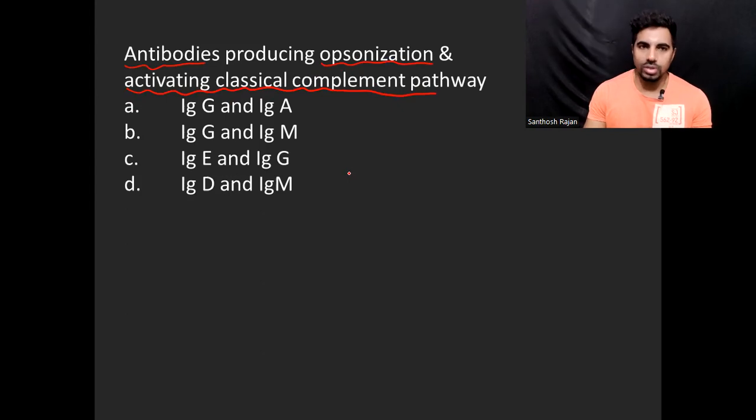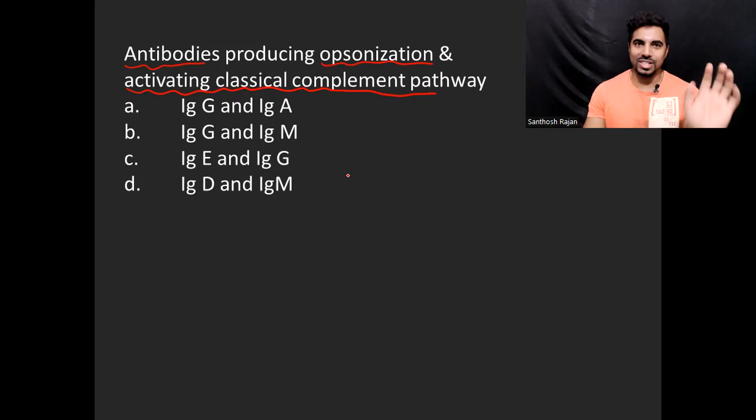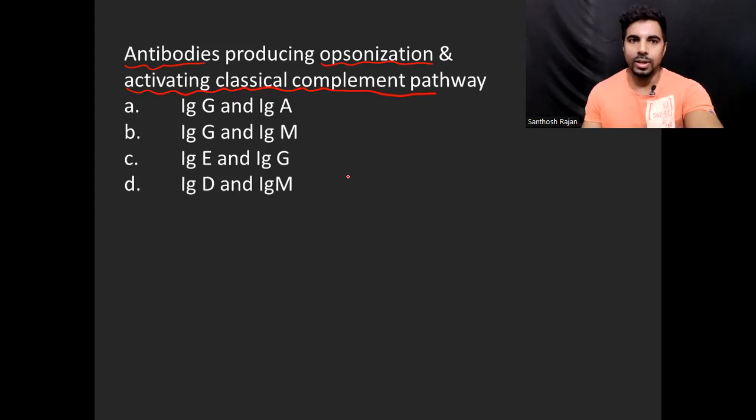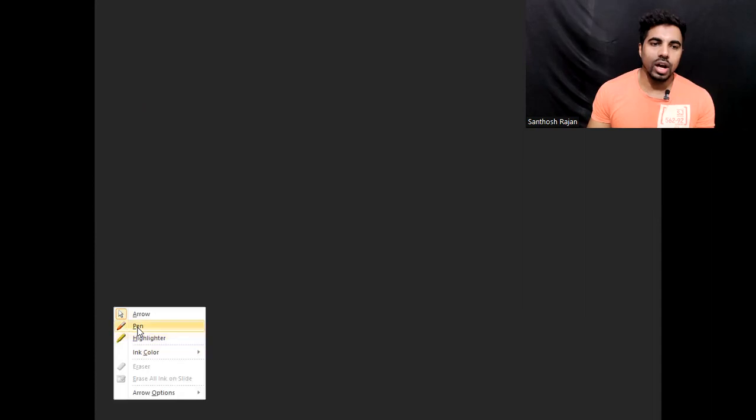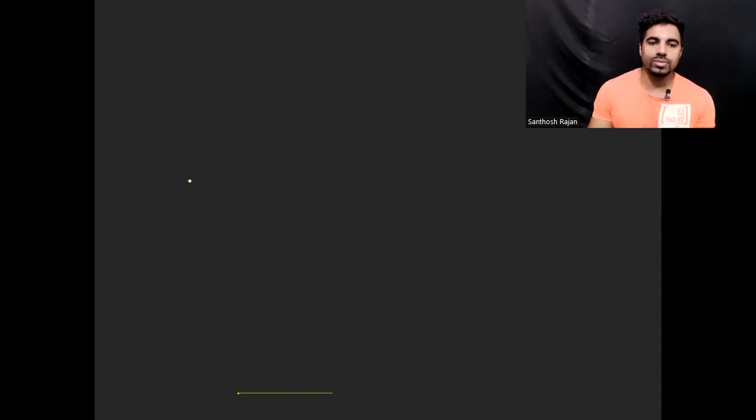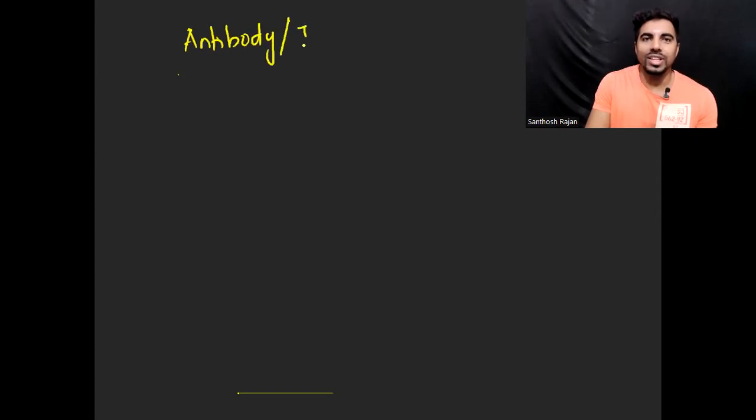So before going to that, we will revise all the immunoglobulins. That is the best thing we can do, right? That would be the most important thing. You can expect questions from the antibody or immunoglobulin. They're the same, okay? So, what are the immunoglobulins we have? When you talk about antibody or immunoglobulin, both are the same.